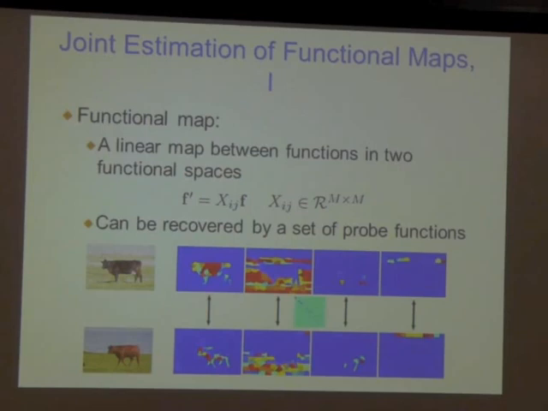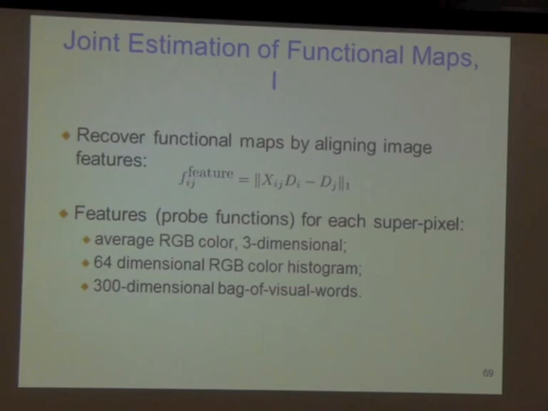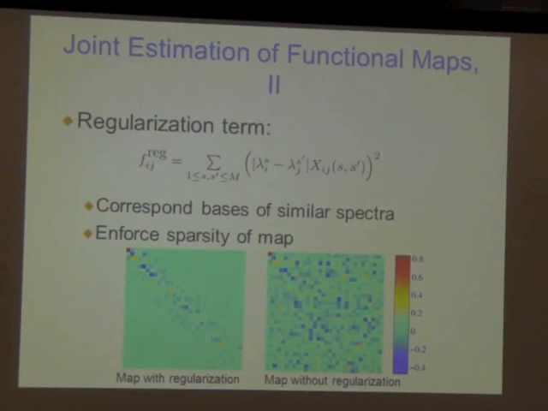And the specific features we used in this work are very traditional computer vision features, namely RGB color and RGB color histograms and bag of words based on SIFT features. And then there's a regularization term that tries to make the maps more diagonal for similar images, the pairs selected by the GIST descriptor, by basically saying that the eigenvectors of the image on the left should correspond to eigenvectors of the image on the right with roughly similar eigenvalue.